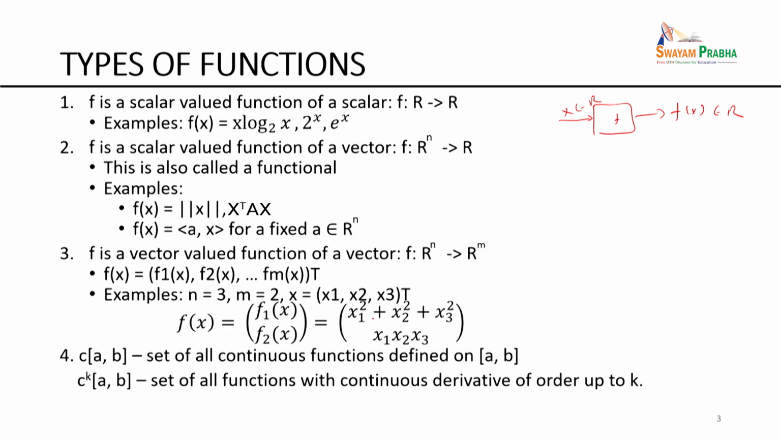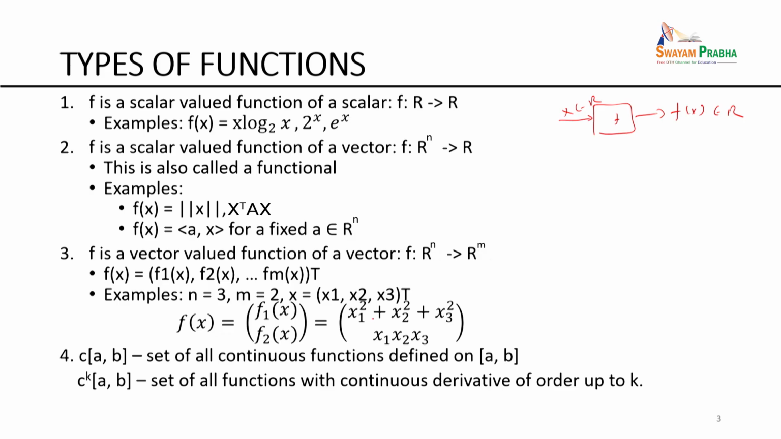What are the examples of such functions? f of x is equal to x log x. f of x is equal to 2 to the x. f of x is equal to e to the x. These are scalar valued functions. x is a scalar, e to the power of x is a scalar. The second class of functions are called scalar valued functions of a vector.